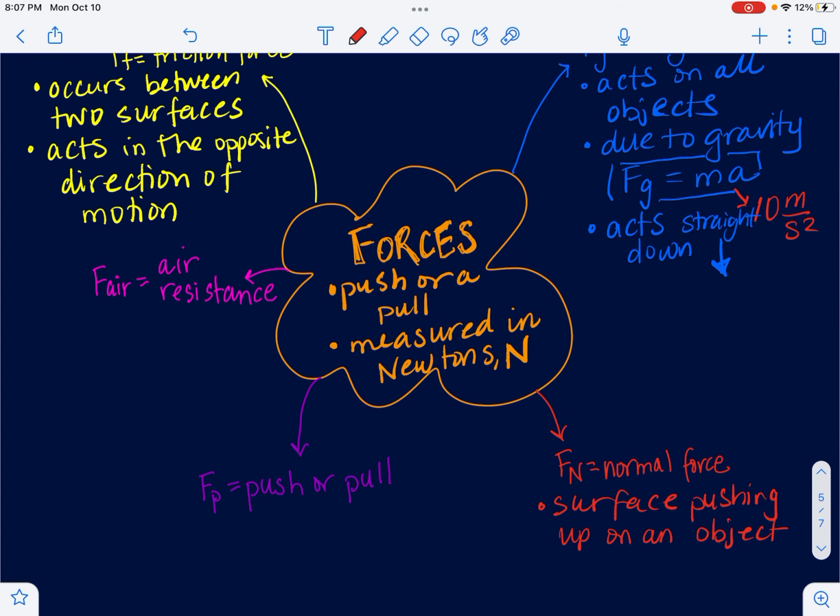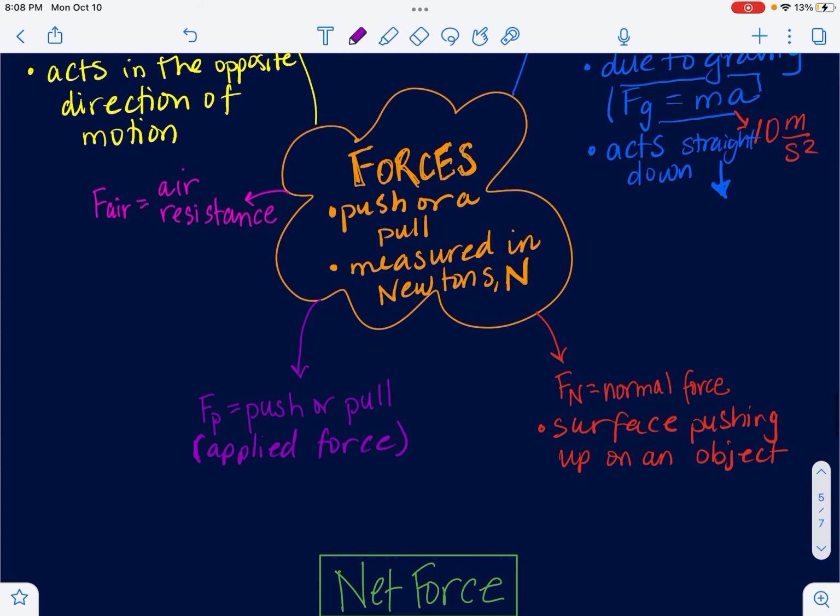And then if we are moving right along here to our purple force here, that is a push or a pull. That's a force. That's something that we would apply on there, okay? So this is referred to as an applied force. So if I go back to talking about that book again, when I push that book, that is an applied force there. This acts in the direction of motion.